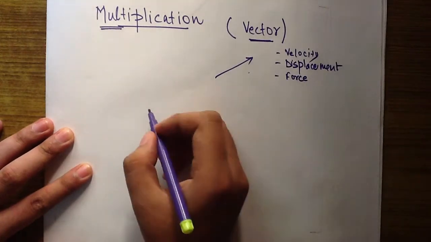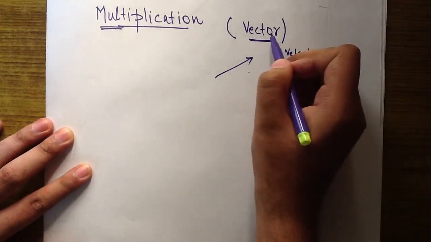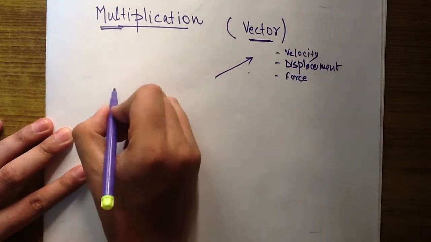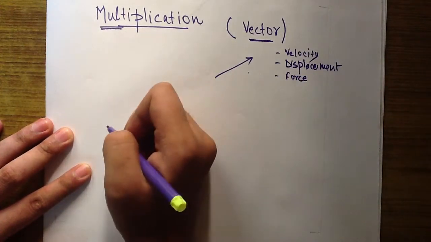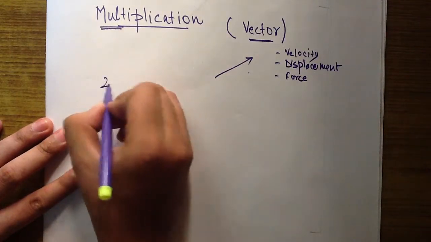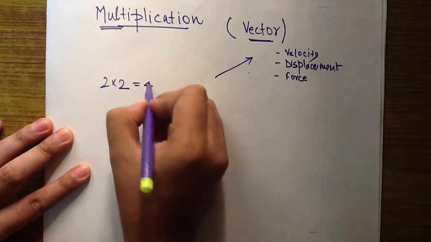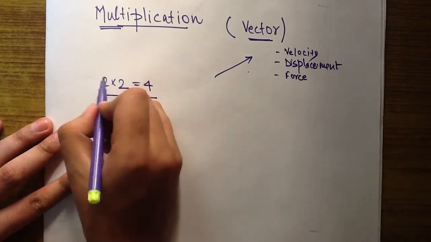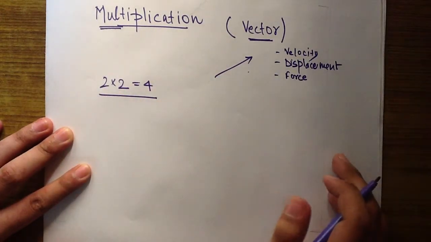Alright, so if we have to multiply vectors, we have to multiply two of their properties, namely the direction and their magnitudes. Now, multiplying magnitudes is simple. Say 2 times 2 equals 4, and there is no question regarding it because 2 times 2 is in fact equal to 4.